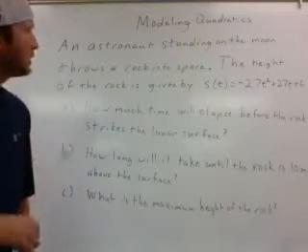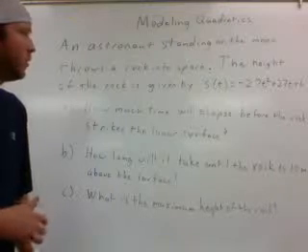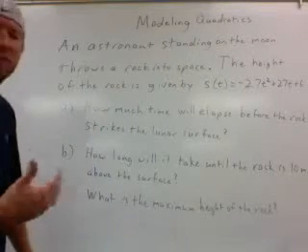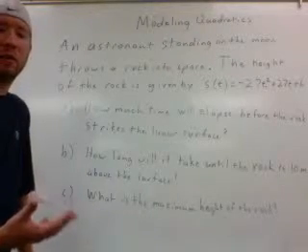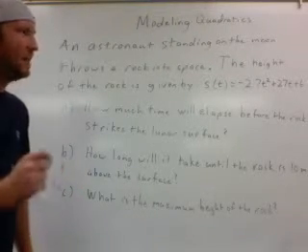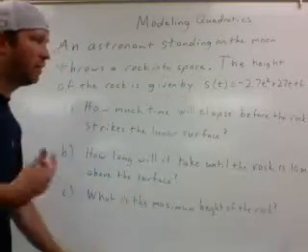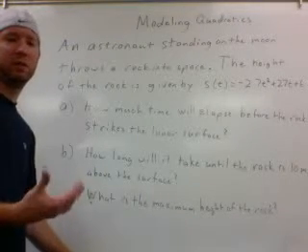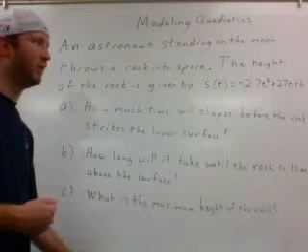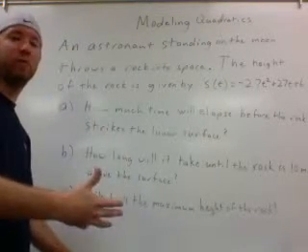It says an astronaut standing on the moon throws a rock into space. The height of the rock is given by S of t. S stands for height in physics; we use S as a height a lot of times for an object. So the height at any given time, that's function notation, S of t, is equal to negative 2.7t squared plus 27t plus 6. This is a quadratic equation. You're going to throw the rock up in the air and the rock's going to come back down.